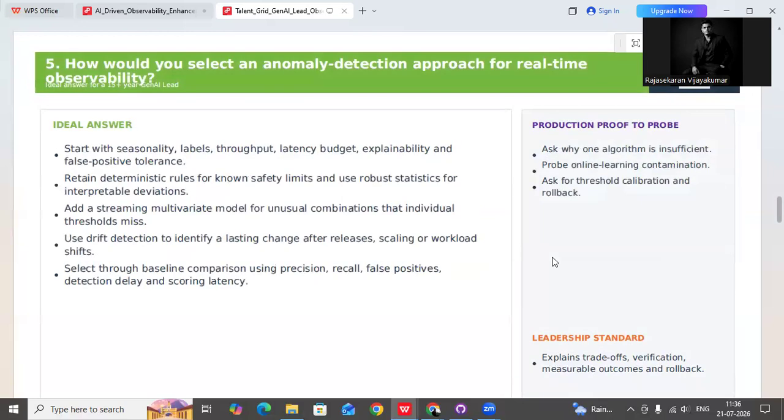Okay. Let's get to the next one. How would you select an anomaly detection approach for real-time observability?